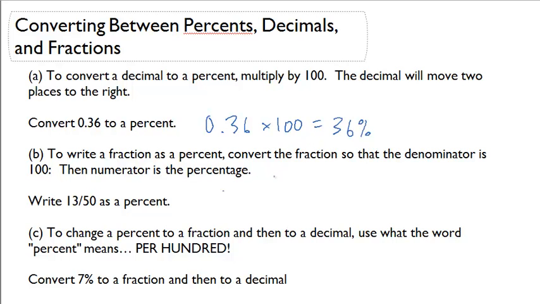For part B, we're going to write a fraction as a percent. So we're going to convert the fraction so that the denominator is 100. Then the numerator becomes the percentage. So let's write 13 over 50 as a percent.